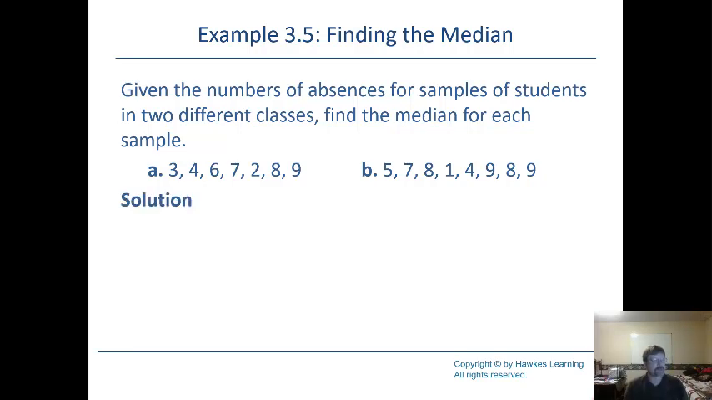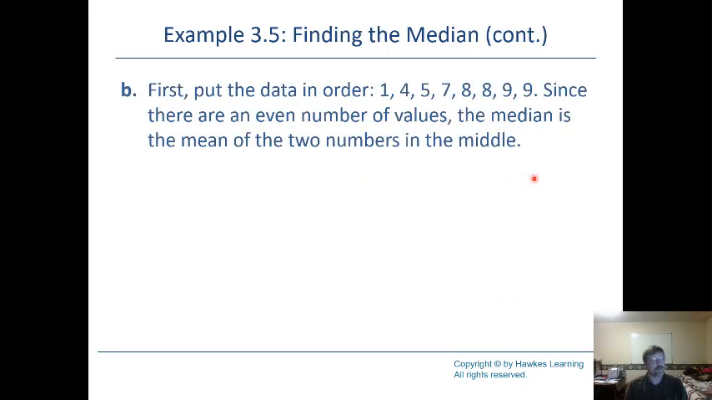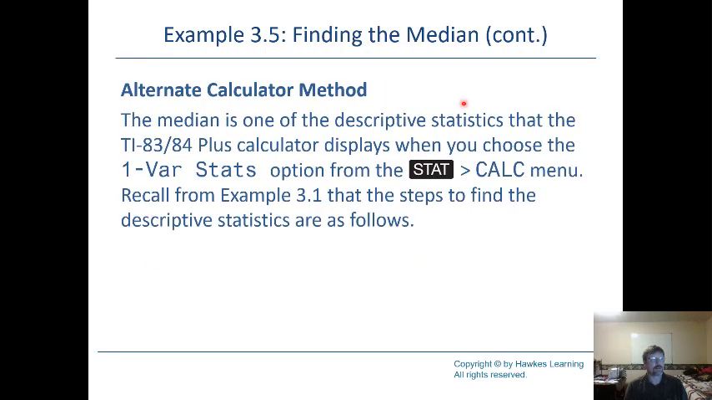Okay, here we go. We put them in order. There's an odd number of values, so we get 6. The median for that one is 6. There's 8 in the next one. If we put them in order, we're going to need to average the 7 and 8. There's the 2 in the middle. 7.5.